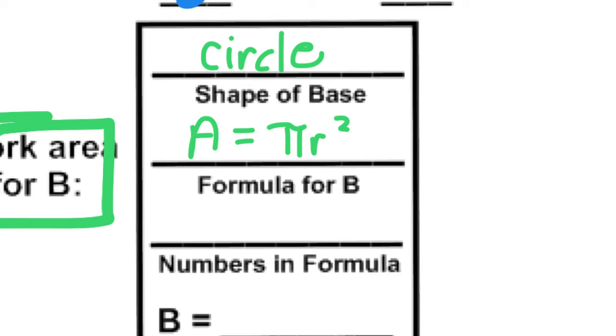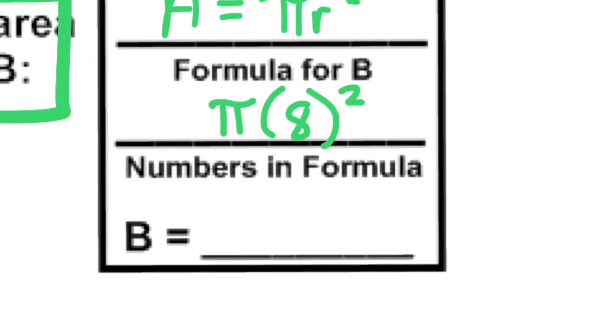We'll use our pi button and we'll substitute 8 for our radius. Put that into your calculator and let's round to the nearest tenth.